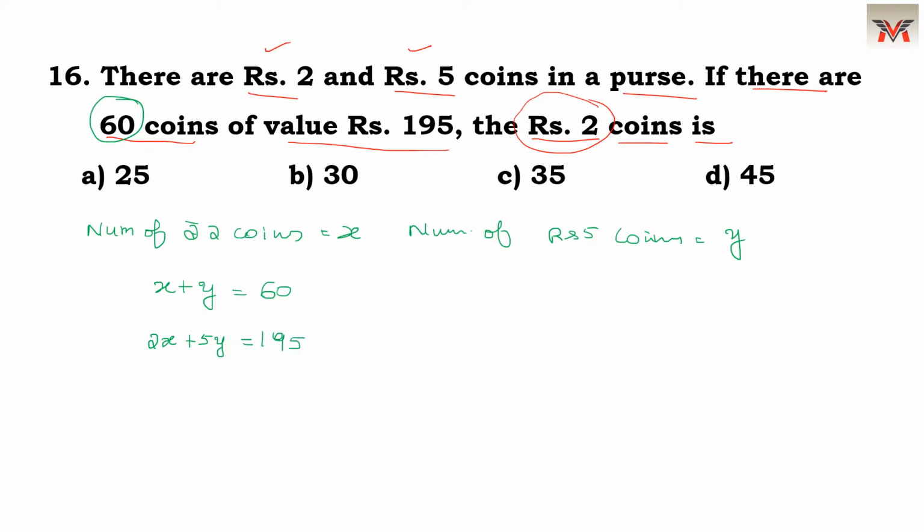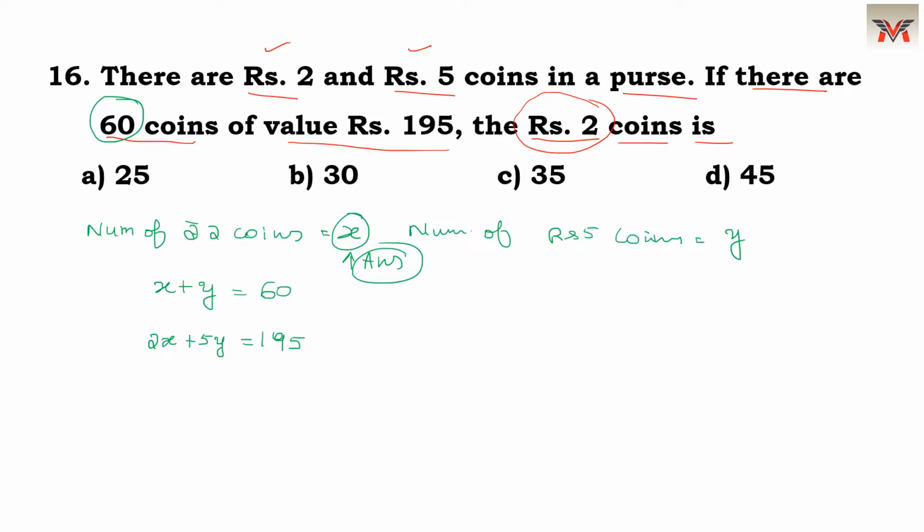Okay, so if we simplify this equation, we can get the answer for rupees 2 coin, that is we have to find the value of x over here. How we can simplify this equation? So we can just simplify this equation with different methods. Either you can go with the elimination method, or you can go with the substitution method. Anything will be fine. I'll just go with the substitution method.